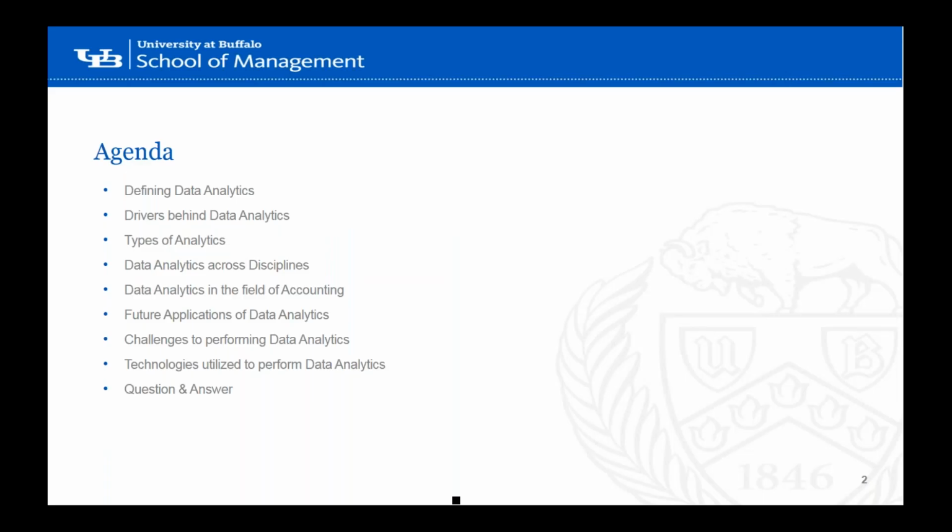First, we're going to define what data analytics is, because it's a relatively new trend and a lot of people are in various stages of rolling out data analytics in their various companies and industries. We're going to talk about what it is, what some drivers behind it are, and why we're in the current state that we're in. Then the types of analytic tests that can be performed, or different categories, I should say, of analytics.